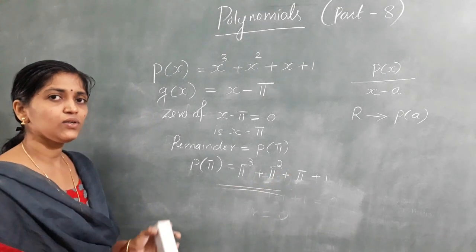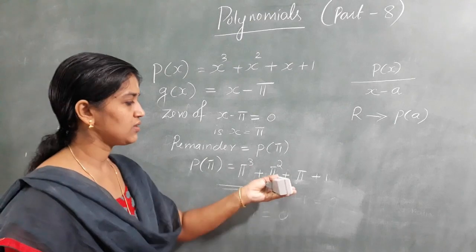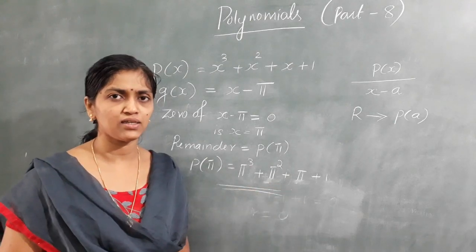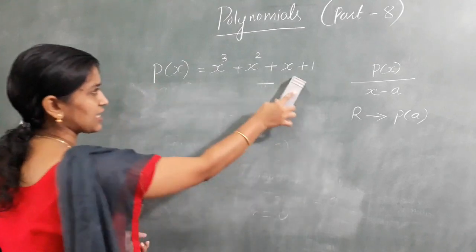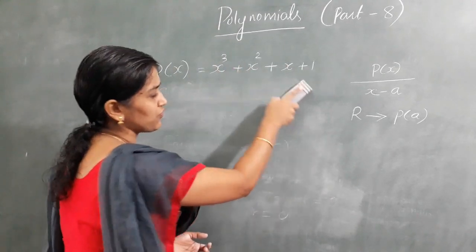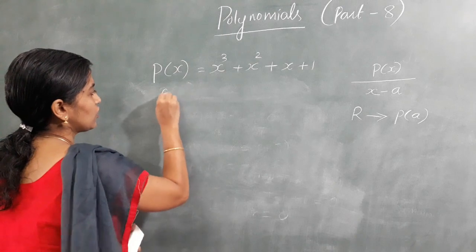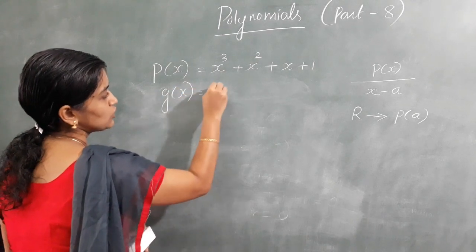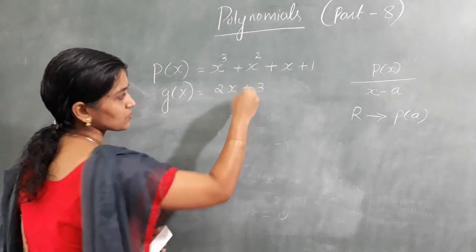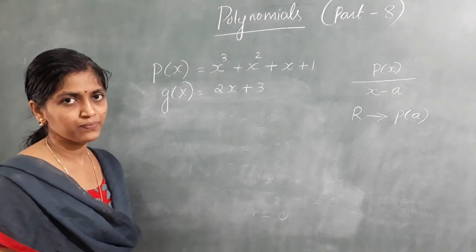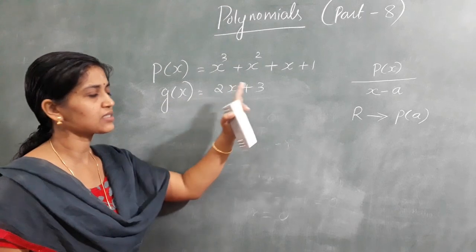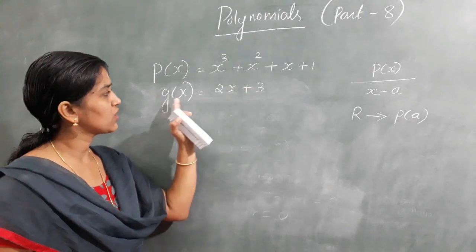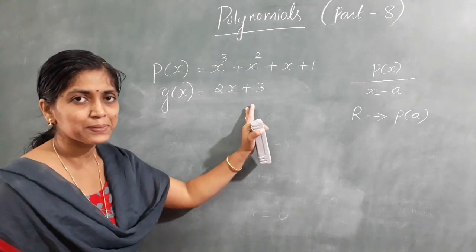Clear? I think you are clear with the problems of finding the remainder. And there is one more type of question where p of x can be the same, but we are taking g of x in different ways. You can take g of x is equal to 2x plus 3. This way also you can take. Clear? Here g of x has changed. Here we got g of x is equal to 2x plus 3.